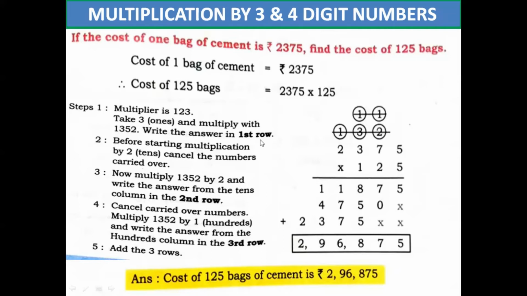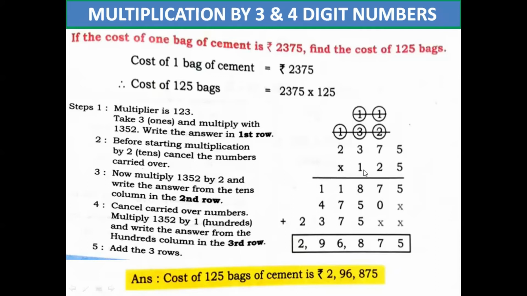These are the steps that we should follow for any sum. Write the answer in the first row. 2 fives 10. 2 sevens 14. 14 plus 1 how much? 1 carry over here is there now? 15. Write 1 carry over. 5 down. 2 threes 6. 6 plus 1, 7. Write down. 2 twos 4. Write the answer in second row.